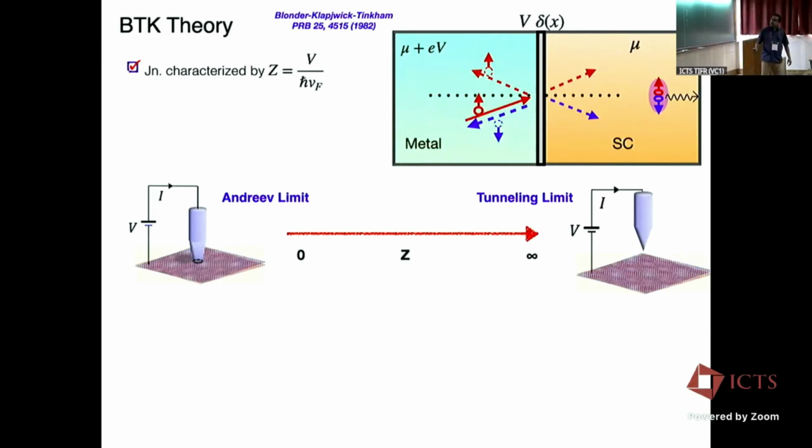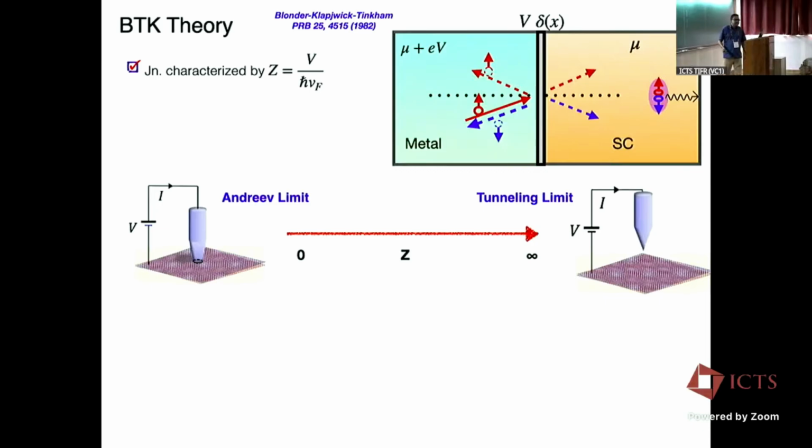This is done by what is known as the Blonder-Tinkham-Klapwijk theory. It was done in 1982. And the way you think of it is you think of a very ultra-thin junction between the metal and the superconductor, and you model the junction as if the junction is giving you a localized scattering potential, V. And then junctions are characterized by this dimensionless parameter Z, which is V over ħ v_F.